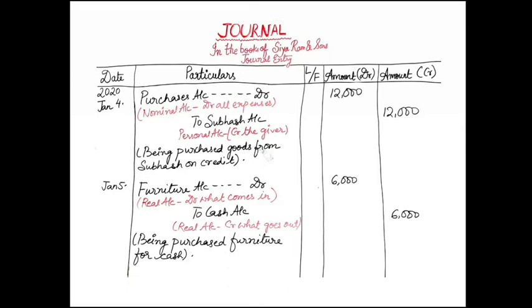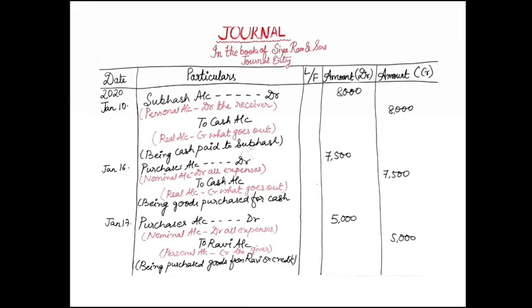Next, January 4, purchases account debit to Shubha's account, purchases account nominal account debit all expenses and personal account credit the giver. January 5, furniture account debit to cash account, real account debit what comes in and cash real account credit what goes out. January 10, Shubha's account debit to cash account, that is personal account debit the receiver and real account credit what goes out.